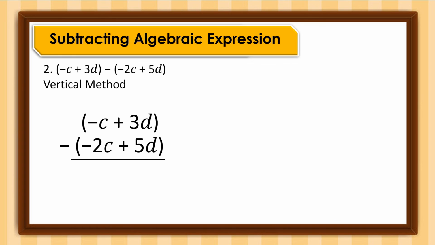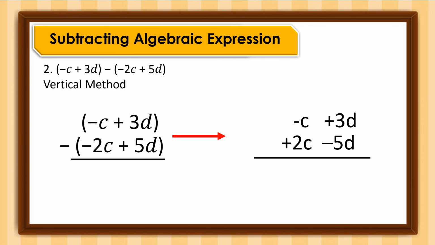How about in vertical method? So the first thing that we need to do is to remove the grouping symbol and then change the sign of the subtrahend. So from this, it will become negative c plus 3d, and under it is positive 2c minus 5d. And then proceed to the addition rule. Negative c plus 2c, that is c, and positive 3d minus 5d, that is negative 2d.